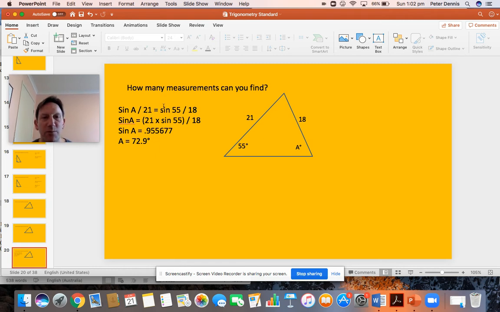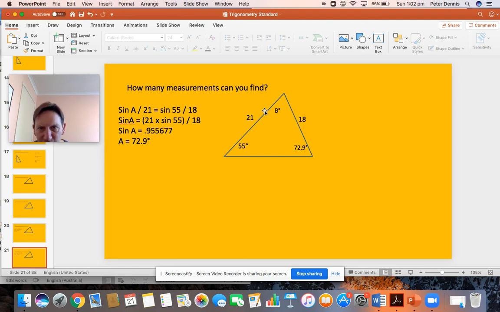And we bring the 21 across. We're dividing on this side. So when we take it across, we times, and we get 21 times sine 55 over 18. Remember, there's always that extra step with these. We get sine A equals 0.95. So A, we have to press inverse sine, shift, 72.9. So now we know that this is 72.9.